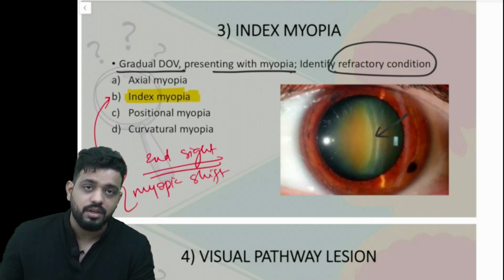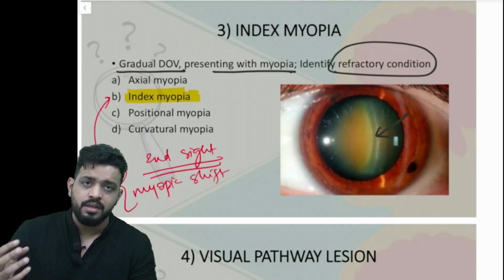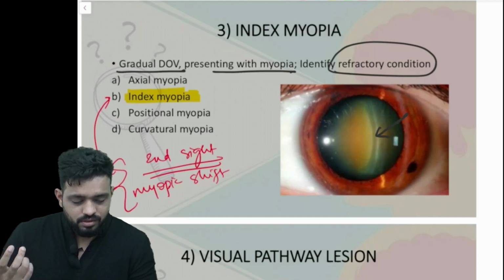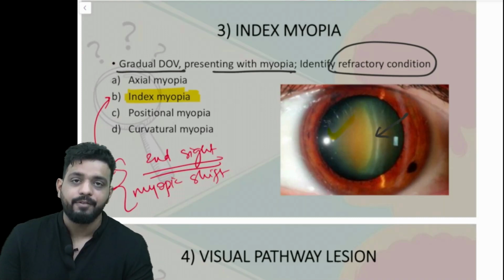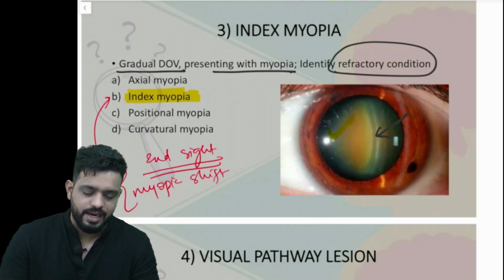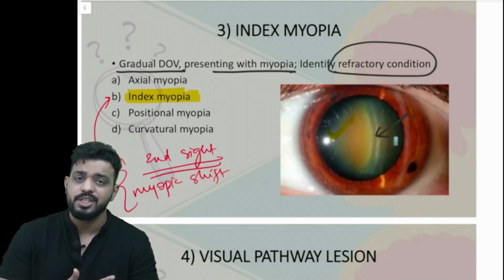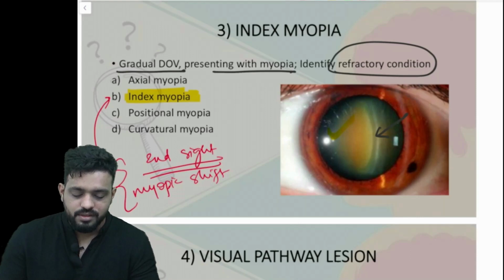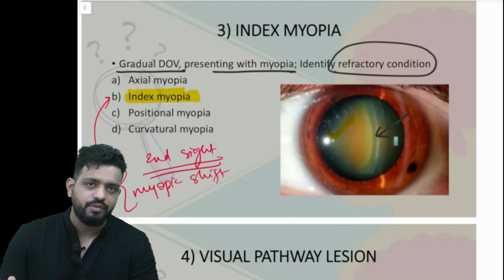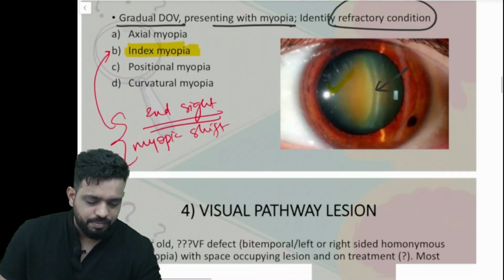Now, why are the others not the right answer? Axial myopia again will have gradual diminution of vision, but it will be seen in growing adults or children. They will not give you this diagram if they have to ask you about axial myopia. There will be gradual DOV, but not associated with cataract at any point of time. Positional myopia is again out of question. Curvatural myopia, the question does not go in line with any of its features, where the curvature of the cornea or lens, like lenticonus or keratoconus, is mentioned. So the right answer over here has to be index myopia, and I hope a lot of you have gotten it right.